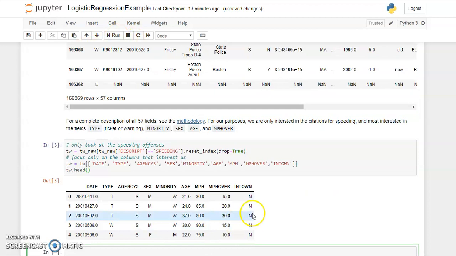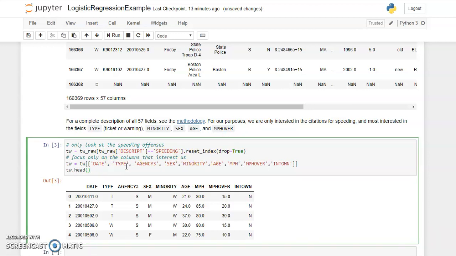So the next thing we're going to do is narrow down the data set to look only at the speeding offenses, and then also just focus on the columns that interest us. So again, type is whether they got a ticket or a warning. Agency is actually really interesting as well. Agency is who gave the ticket or the warning. So that could be, in this case, either a local police department, obviously the Boston City Police Department, or a state trooper.